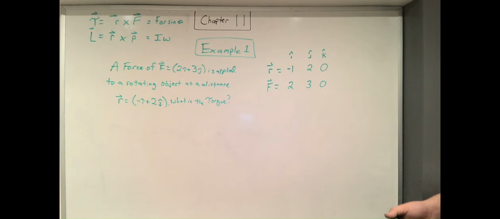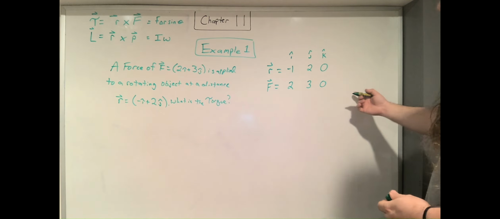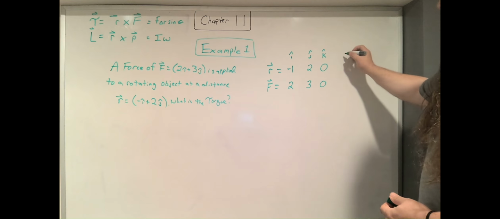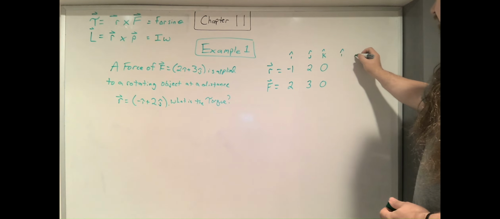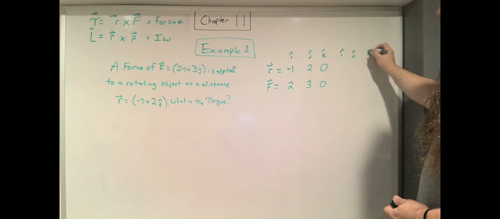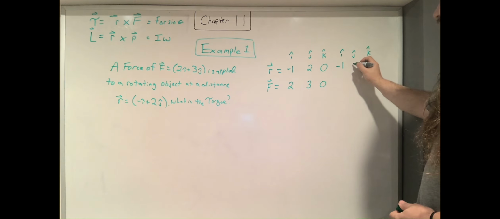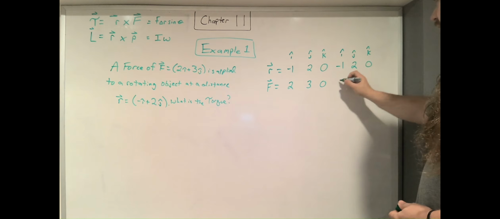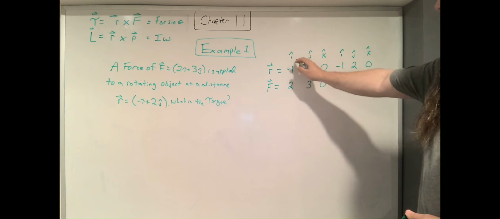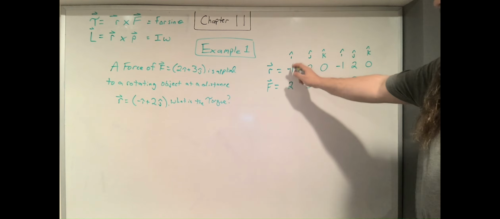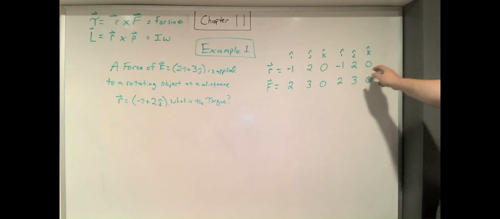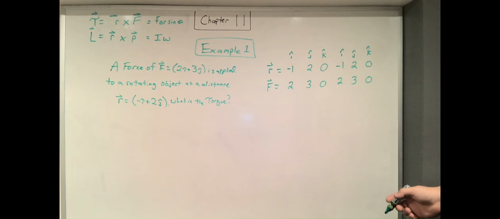So what I do is I continue my table, but I just repeat it. So I'm going to put another I hat, another J hat, another K hat, and I'm just going to rewrite these. So -1, 2, 0, 2, 3, 0. So they just repeat. You have an IJK, IJK. We have a -1, 2, 0, -1, 2, 0. So they just repeat twice. Okay? And there's a reason why I'm doing this, is that there's enough room.